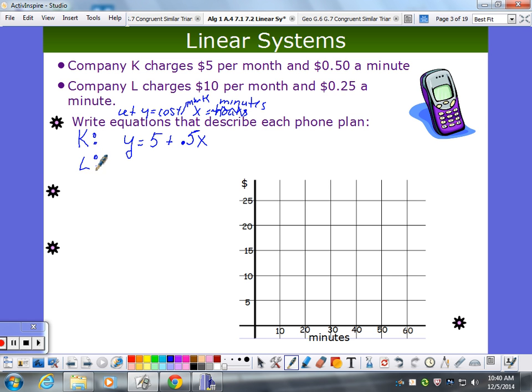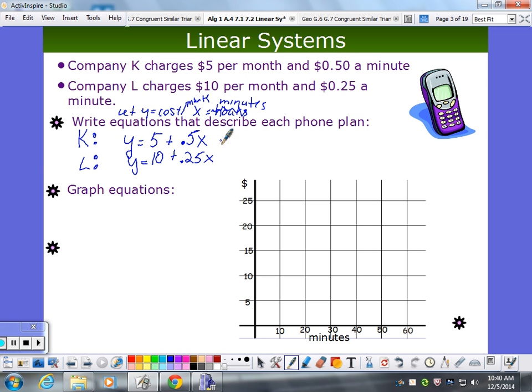What about company L now? Kind of using the same idea. y is still cost per month, and x is still minutes. So Matthew, what would that be? What do you guys think? You're paying that $10 payment one time, and then 25 cents for every minute that you use. Excellent. Okay, so now we're turning this problem into a math problem.